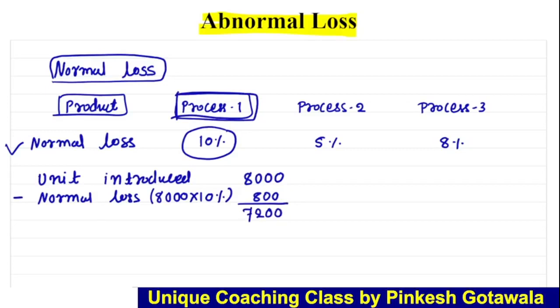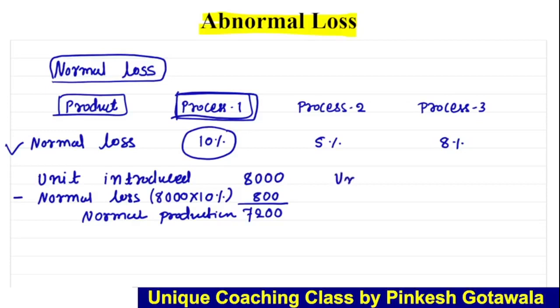So it will be normal production in process 1. They know very well that in any factory, the manager or supervisor will have the idea that if 8,000 units are introduced, 10% loss will occur, so normally this much production will be obtained. We get normally 7,200 in process 1 if we introduce 8,000.